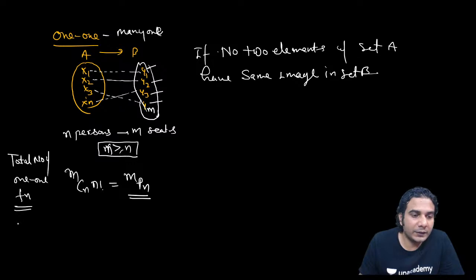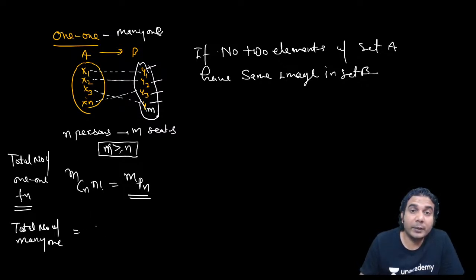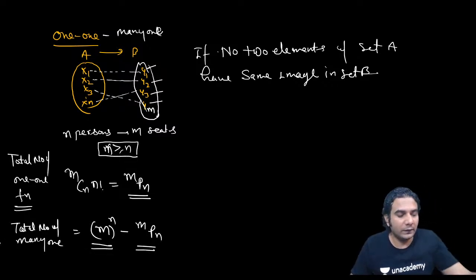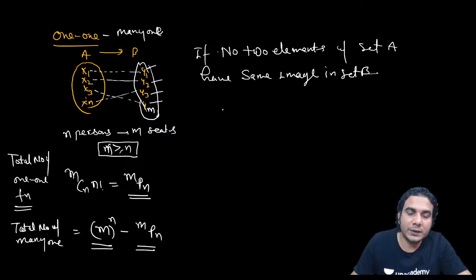So what is a many-one function? Total number of many-one functions will be total functions minus one-one functions. How many total functions did you have? x1 has M options, x2 has M options, x3 has M options. So M was multiplied N times, minus MPN, okay? So total minus one-one will give you many-one functions, okay?